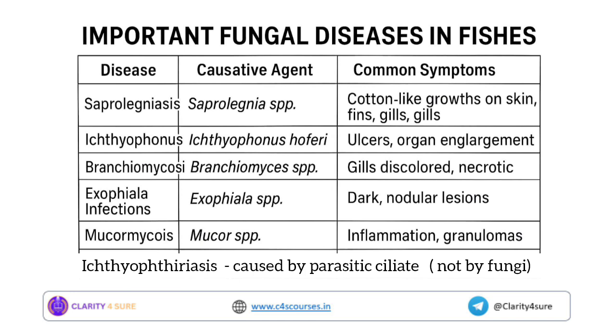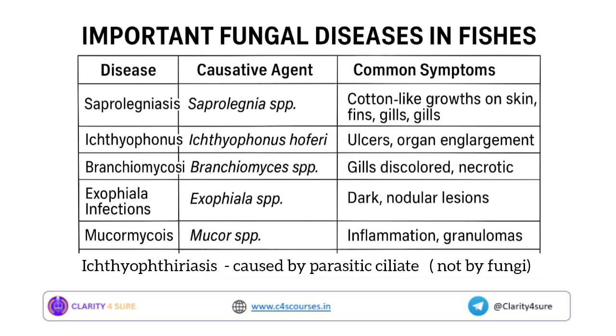Number one is Saprolegniasis. The causative agent is Saprolegnia. This is perhaps the most common fungal infection in freshwater fish. Saprolegnia, a water mold, is opportunistic, meaning it usually infects fish that are already stressed, wounded, or immunocompromised. It appears as cotton-like white or grayish patches, especially on the skin, fins, and gills.